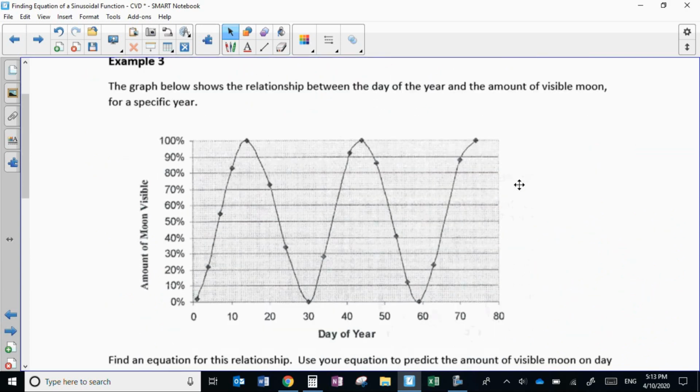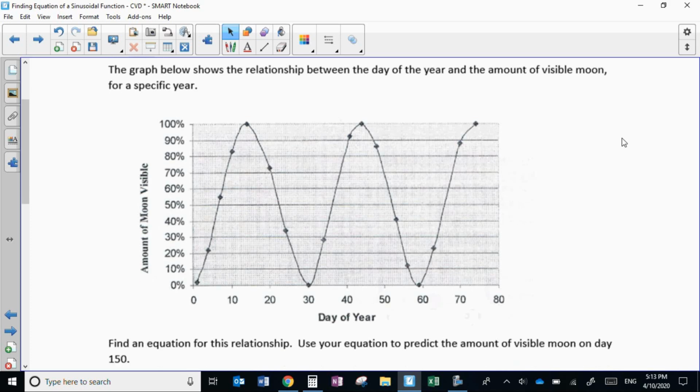When we first talked about periodic functions, I gave you this as an example of a periodic function. This graph shows the day of the year and the amount of moon that is visible in the sky that night. This is for one particular year. Not every year has day 0 at close to 0%. So we're going to find an equation to model this.